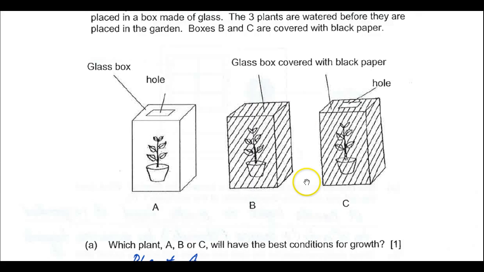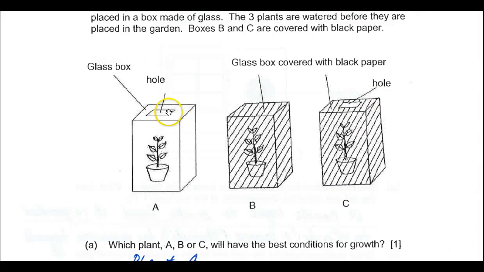Right, 3 boxes over here. Note that these are opaque boxes. It means light does not go through. They just show you the plant inside. It does not mean you can really see through. A glass box covered with black paper means totally opaque. Now 2 of them, A and C, have holes on top.